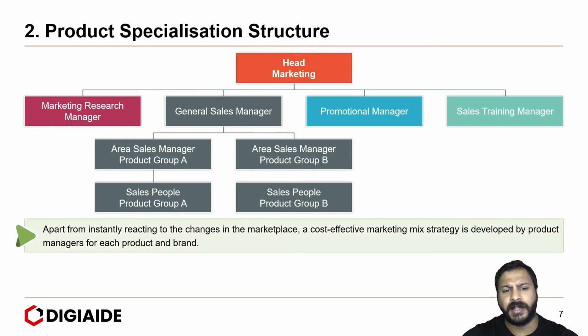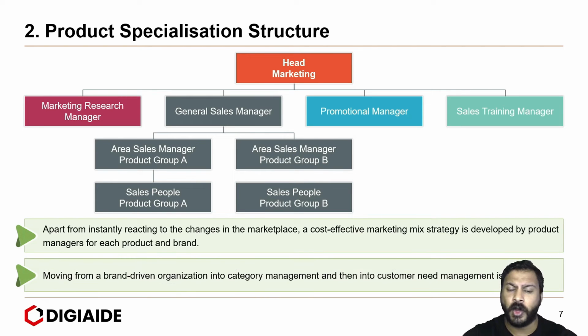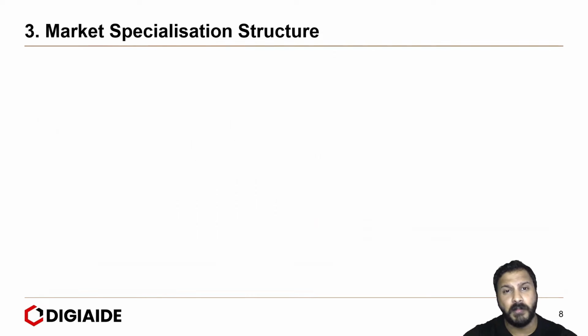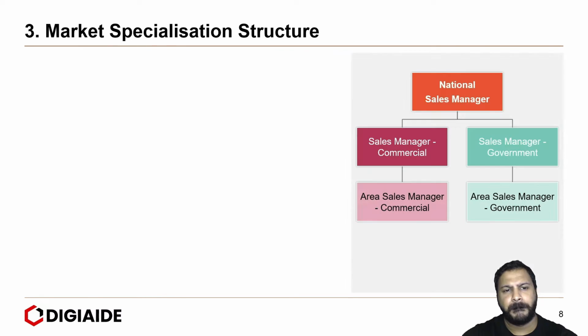Apart from instantly reacting to the changes in marketplace, a cost-effective marketing mix strategy is developed by product managers for each product and brand. Moving from a brand-driven organization into category management and then into customer need management is the ideal trend. Moving on to market specialization structure.